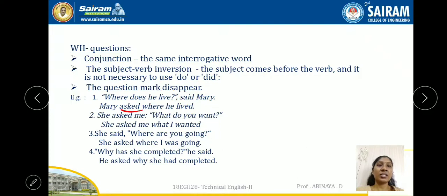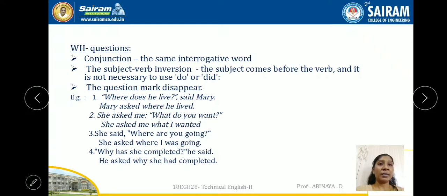So this does should disappear. This do, does, did should not come. So, where does he live? Said Mary. So Mary asked the same conjunction where, he, the subject comes first, he, past tense, lived. Why? Because it is a present tense, we are changing it to the past tense. So, where he lived.